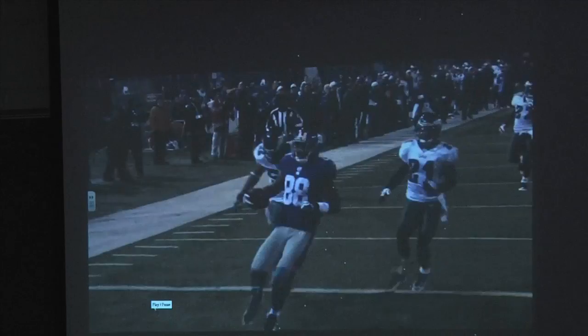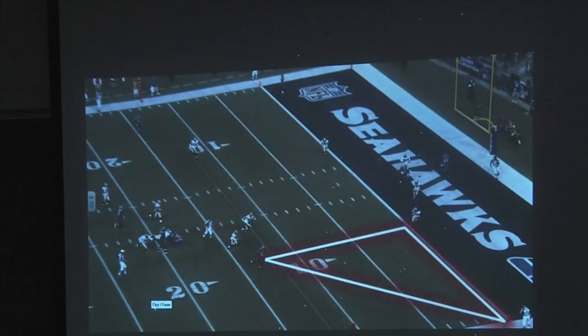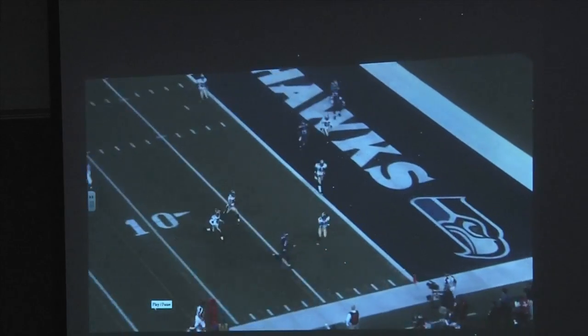The defender's angle of pursuit can be the difference between a touchdown and a game-saving tackle. It's also a perfect illustration of the properties of a right triangle and the ABCs of the Pythagorean theorem.